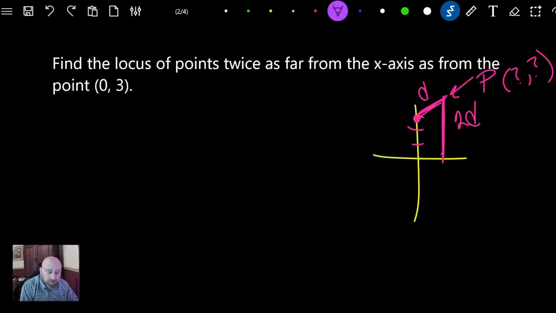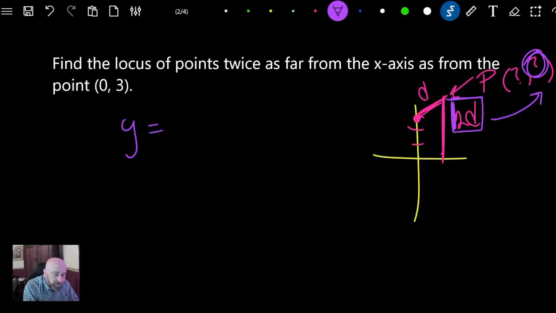Okay, so as we're building our equation here, you're going to notice that our y, our amount that we're coming off of the x-axis, this number right here is going to be 2d. So it's going to be y, our y coordinate that we're looking for, equals 2d. What's d? D is this distance right here, the distance away from our point that we already have. So that's kind of like the first little section.